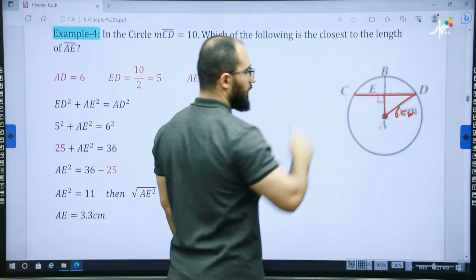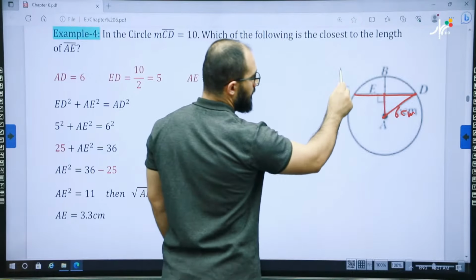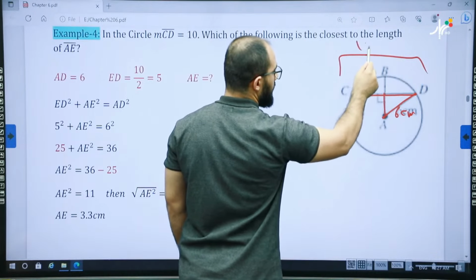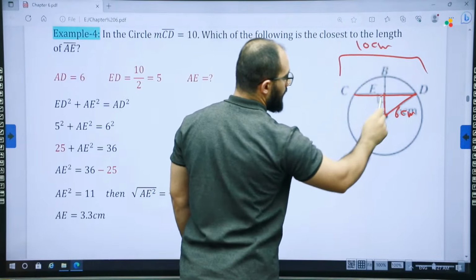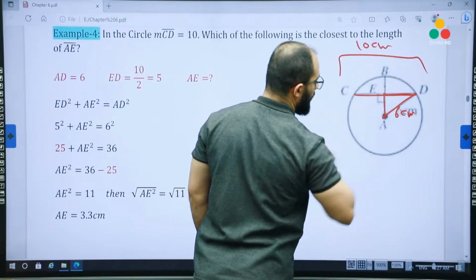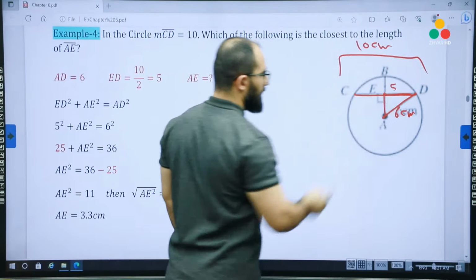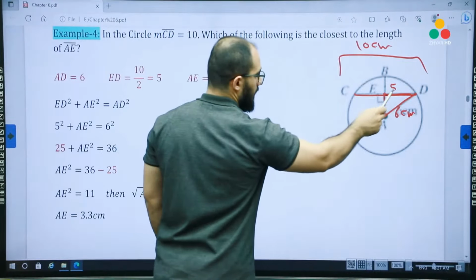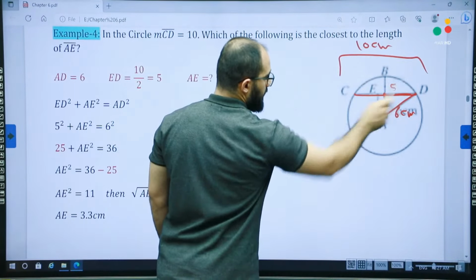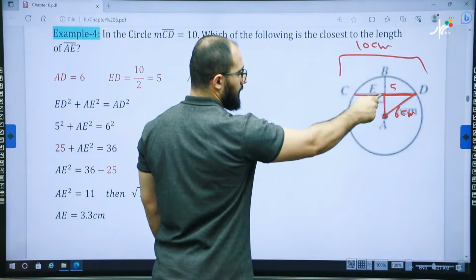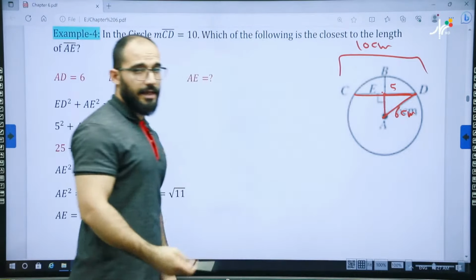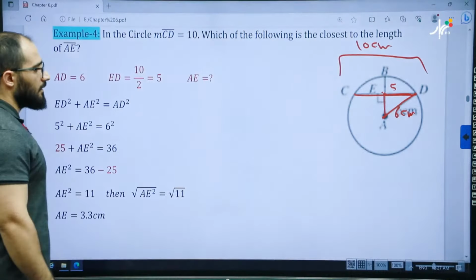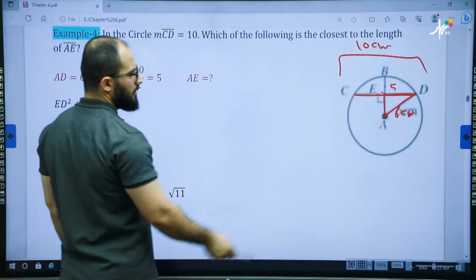Then right now we have a right triangle. If the measure of CD is 10 centimeters, what about the measure of ED here? It must be 5 because it is half of it. That's why right now we have ED is 5, AD is 6. We have to find EA, or you can say AE. How to find it? By using the Pythagorean theorem.